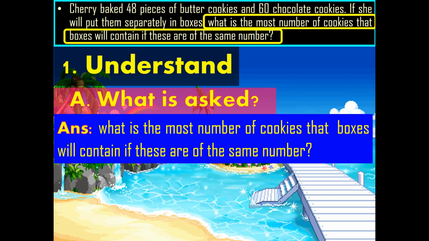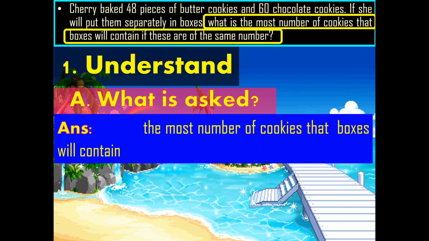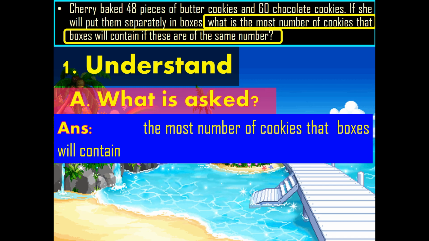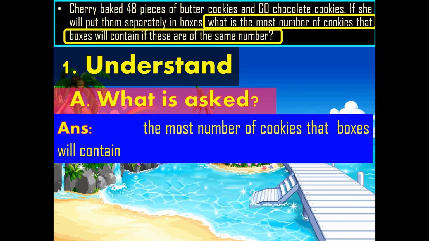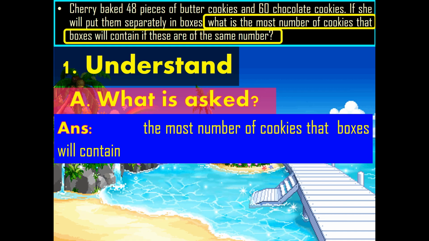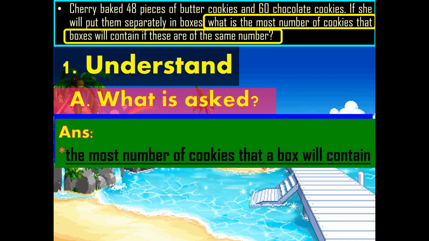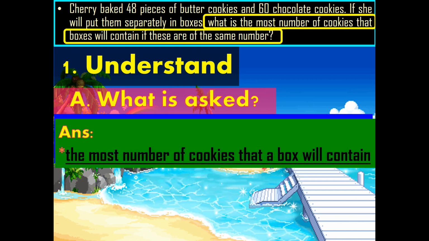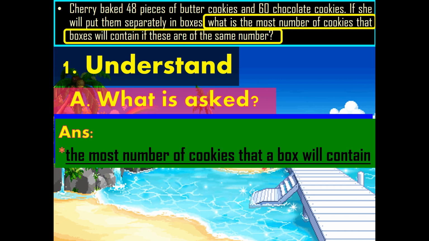However, you should bear in mind that this should not be in question form. So you need to remove the word what and the verb is, and also the question mark at the last part. You can also remove some phrases that are irrelevant. Include only the most important words. So you have now the most number of cookies that a box will contain. That is the one being asked in the problem.